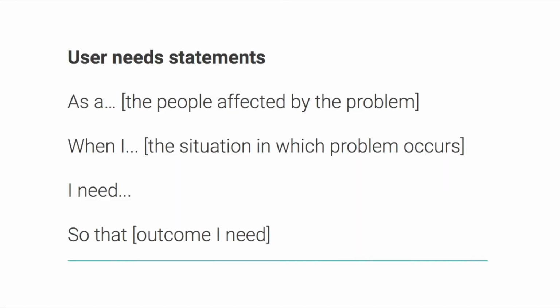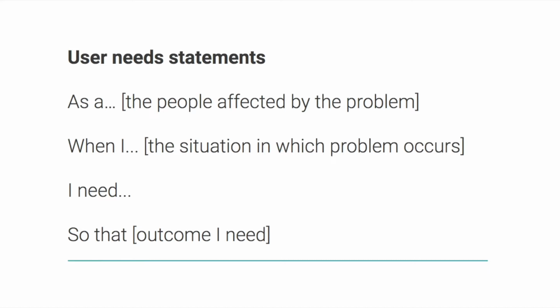User needs statements always follow this format. As a, and then here's where you insert the people affected by the problem. So in this case, this is your users. We often find it helpful here to go as specific as seems realistic.